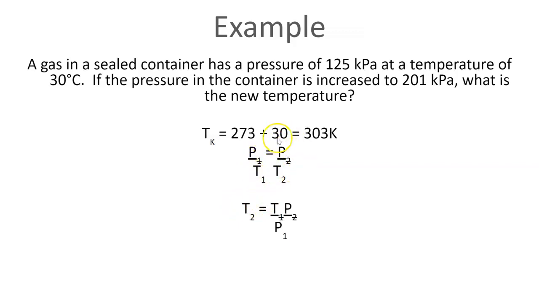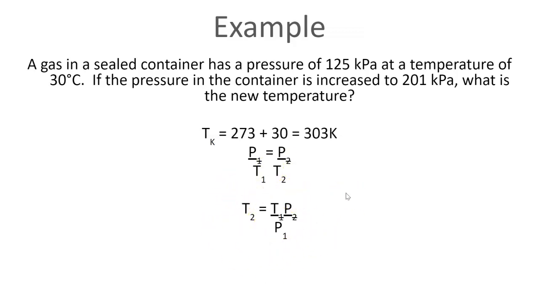So T1 times P2, which eliminates T1 on the left. And then in order to get our T2 by itself, we're going to have to multiply each side. So T2 is equal to T1 times P2. And then, of course, to eliminate that P1, we would have to divide by P1, which gives us this new equation.